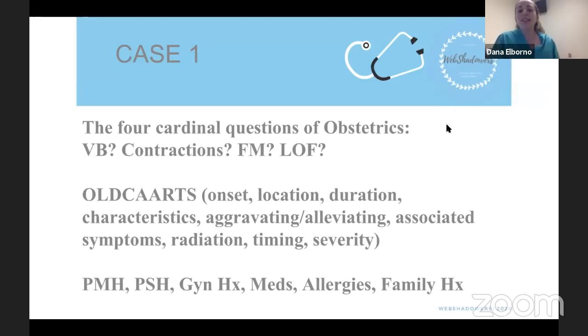In obstetrics, the four cardinal questions that we always ask in our HPI are: do you have vaginal bleeding? Do you have contractions? Is the baby moving? And have you had any leaking of fluid? So those are the cardinal questions to keep in mind anytime you're seeing an obstetric patient beyond 20 weeks. Those are all questions that are very important to ask as they can inform a lot of details that are really relevant to the pregnancy.